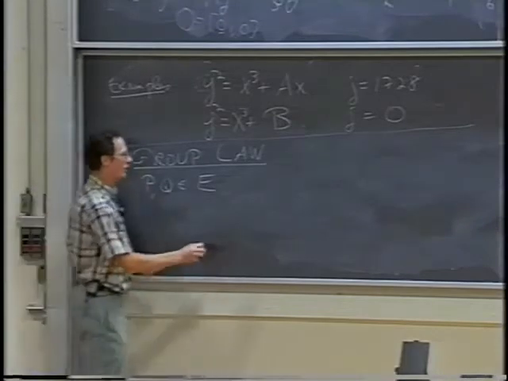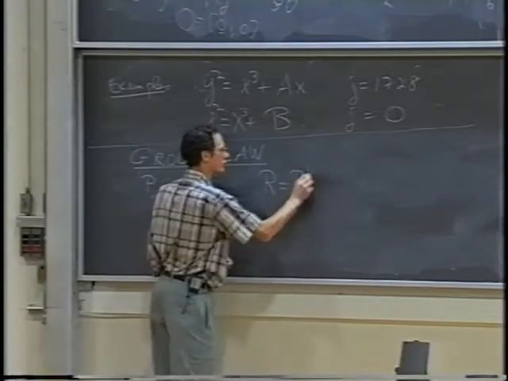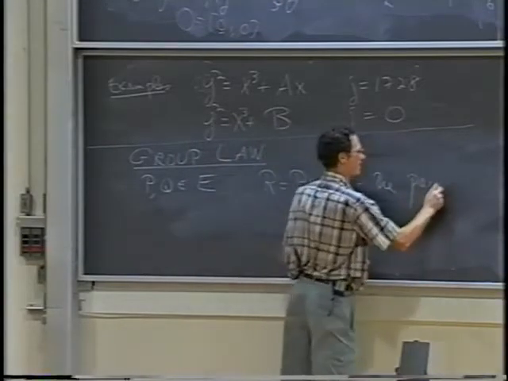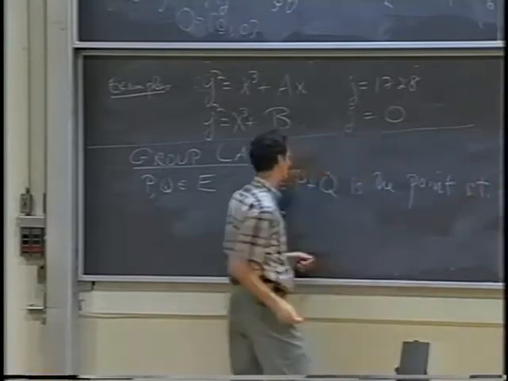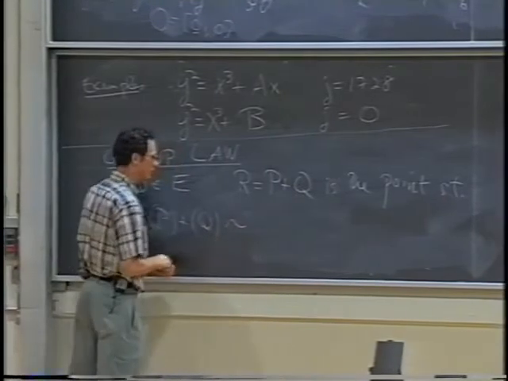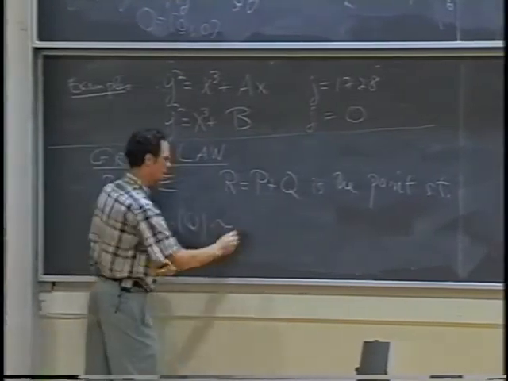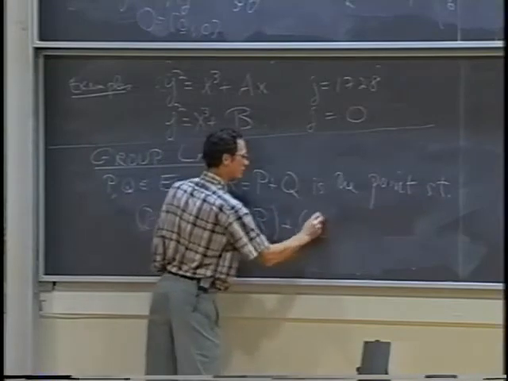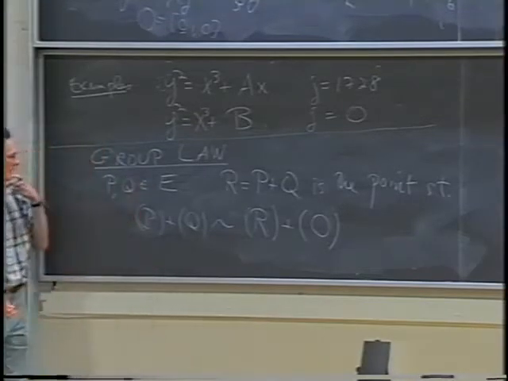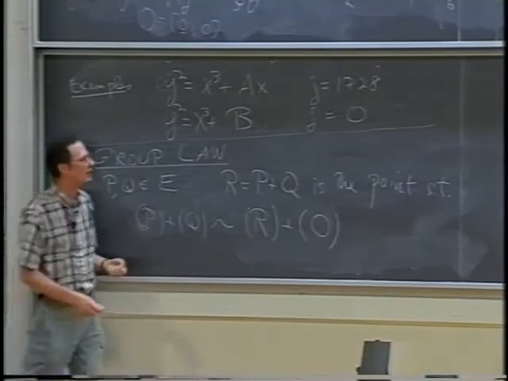on an elliptic curve, then the sum of those 2 points, r equals p plus q, is the point such that the divisor p plus q is linearly equivalent to the divisor r plus 0. Again, Riemann-Roch shows you that there's a unique such point. That's useful for various purposes, but one can also write down explicit equations just to actually compute this group law.